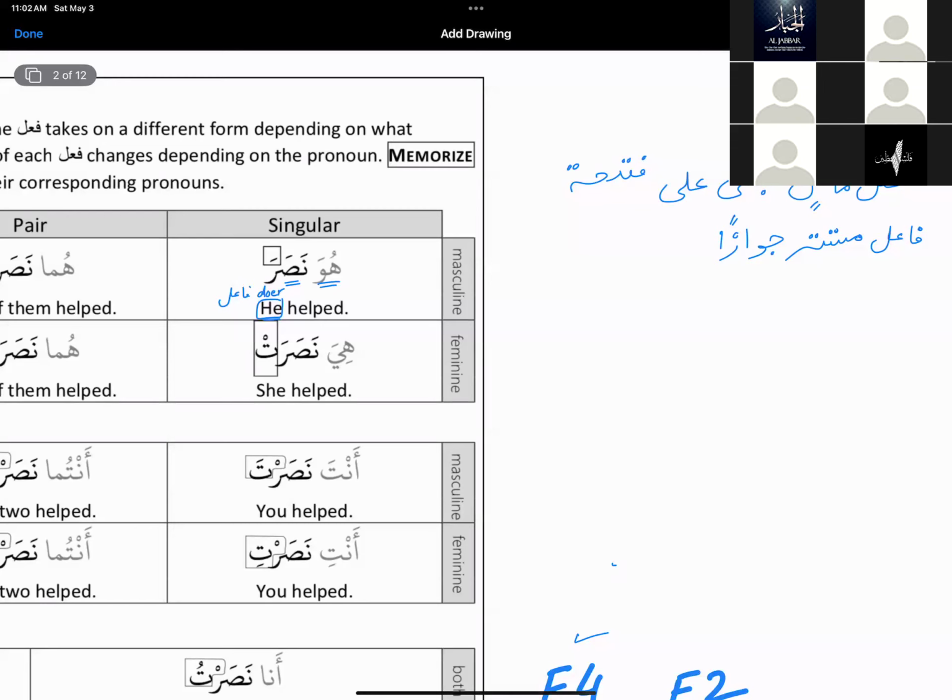Fail mustatir jawazan. Why am I using this term? Is "jawazan" necessary? Does it have a reason for it? Yes, there is a reason for it. What is the reason, you think, that we are saying this fail is mustatir?